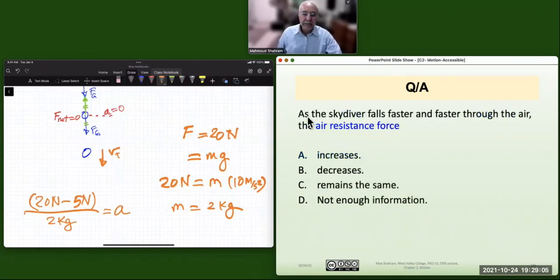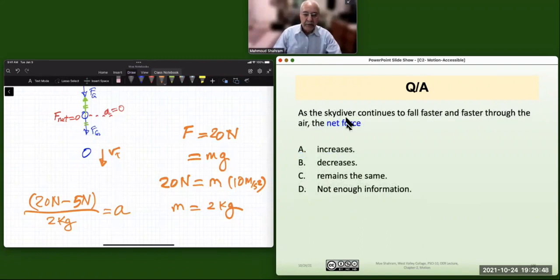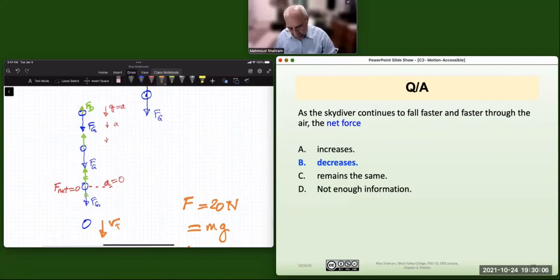A question now: as a skydiver falls faster and faster through the air, what happens to the air resistance force? It actually increases because we just said air resistance, air drag, depends on the speed. If you're going faster, the air resistance is increasing on you. If the skydiver continues to fall faster and faster through the air, the net force is going to actually decrease. Because when you get to this point, the net force goes to zero.